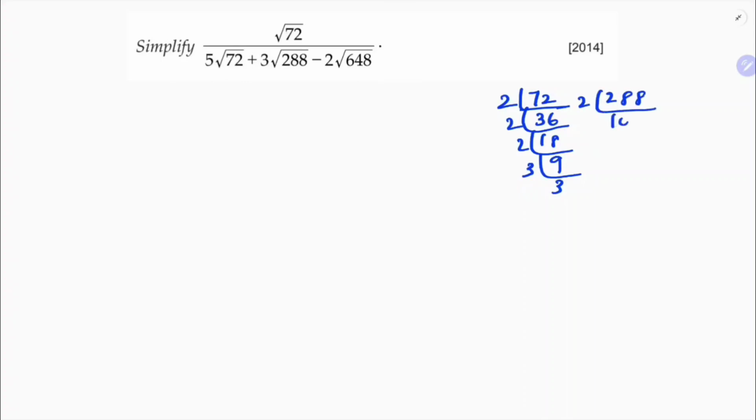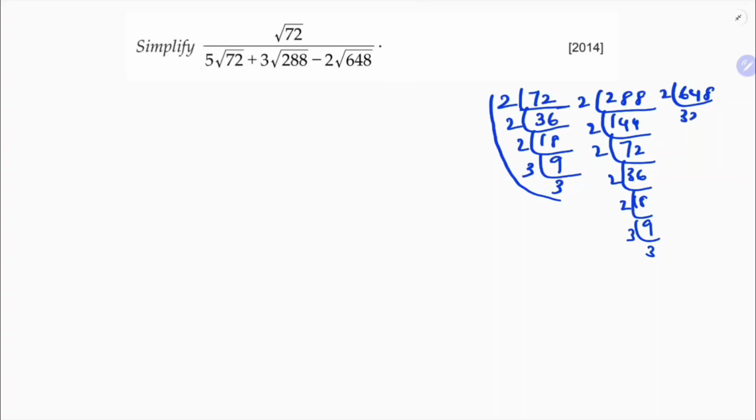For 288, 2 times 144, 2 times 72. You can take 72 from here, and if you want, you can do it again: 2 times 36, 2 times 18, 2 times 9, 3 into 3. And 648: 2 times 324, 2 times 162, 2 times 81, 3 times 27, 3 times 9, 3 times 3. Now just substitute the values here.